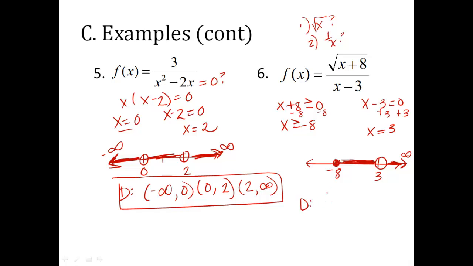I can include negative 8, so I put the bracket, negative 8, comma, to 3, but I'm skipping over 3. I'm not including it, so I use a parenthesis. Then I put another parenthesis to show I'm going on the other side of 3 to positive infinity. And I put a parenthesis because infinity is not a definite number. I hope that makes some sense.